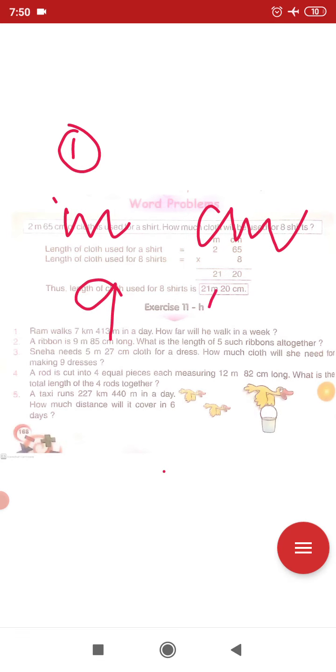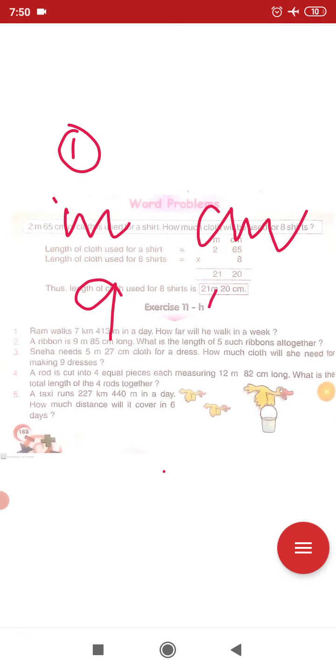And the question is, what is the length of 5 such ribbons altogether? 5 such ribbons, similar, same ribbons. So the multiplier will be 5. Now you can multiply. Multiply centimeter by 5, 85 centimeter by 5.